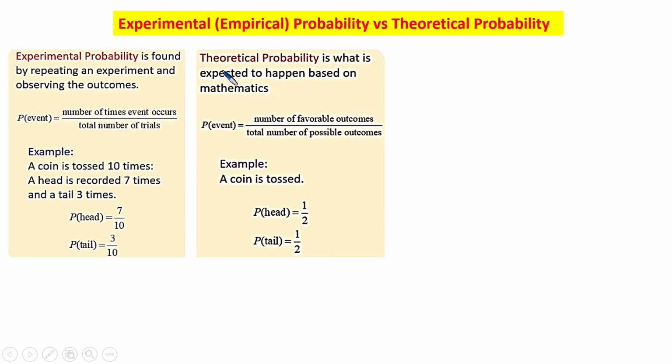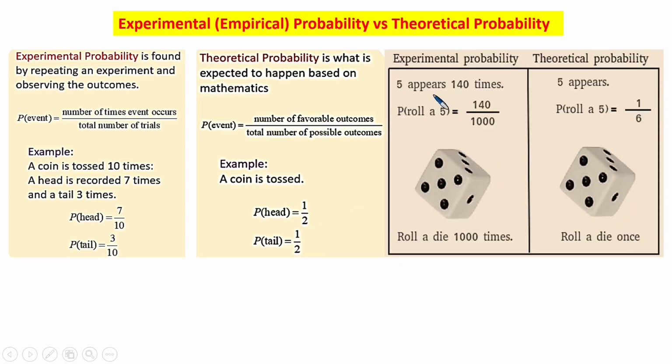So here what is expected to happen. Suppose if you toss a coin, you are expecting either it will be head or tail. So there are two outcomes, one of the outcomes is head and another outcome is tail. So number of favorable outcomes, that is head, is only one, and total number of possible outcomes is 2, head and tail. So probability of head is half, and similarly probability of tail is half. This is the theoretical value of the probability of head, and the other is the experimental value of probability of head. So if you do it many number of times, this will approach the theoretical value.